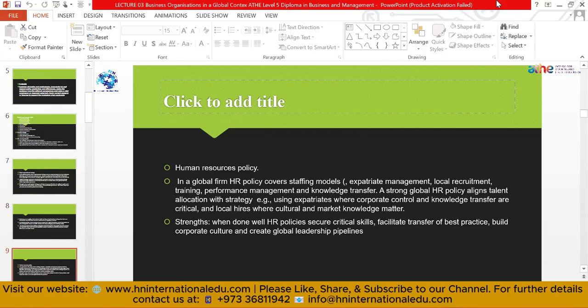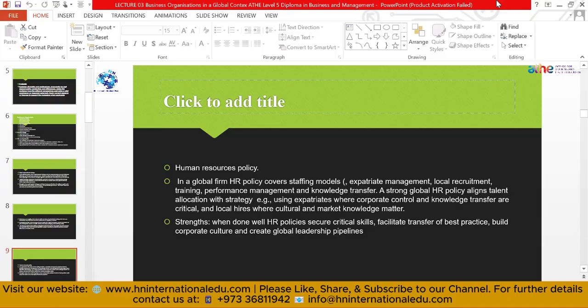Human resource policy, now the points from the indicative content start. In a global firm, the human resource policy covers the staffing models. What are these staffing models? The expatriate management, local recruitment, training, performance management, and knowledge transfer. What is an expatriate? Expatriates are expats, the employees who are going from one country to another to work in an XYZ organization. Like people from Pakistan are going to KSA for a job. That's known as expatriate management.